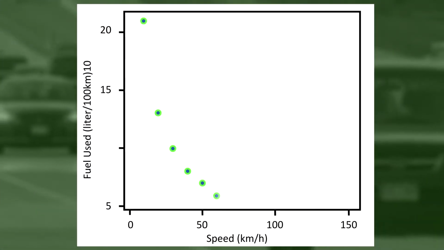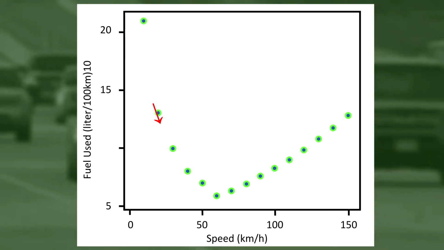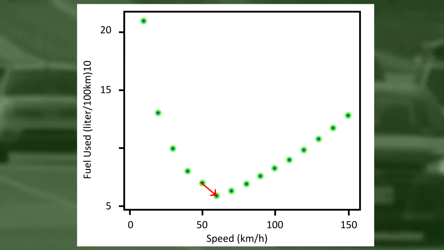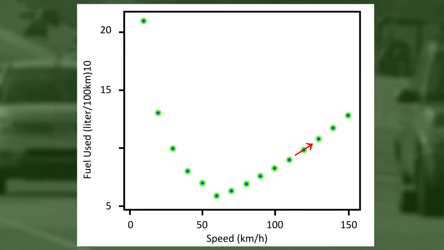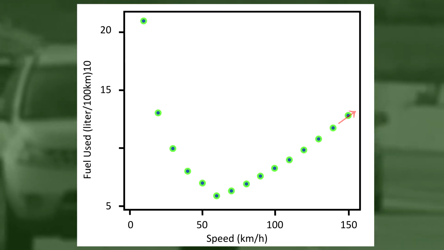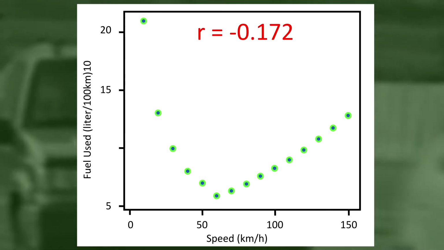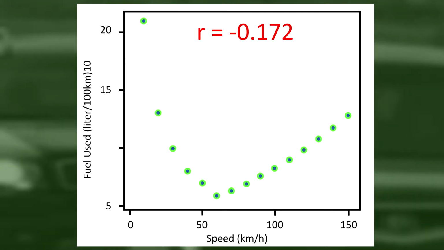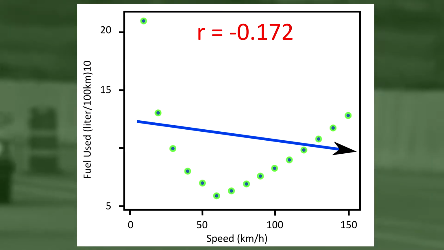Our data describes a fairly simple curvilinear relationship. The amount of fuel consumed decreases rapidly to a minimum for a car driving 60 kilometers per hour, and then increases gradually for speeds exceeding 60 kilometers per hour. The relationship is very strong as the observations seem to perfectly fit the curve. Although the relationship is strong, the correlation, r, is equal to negative 0.172 and indicates a weak linear relationship. This makes sense considering that the data fails to adhere closely to a linear form.